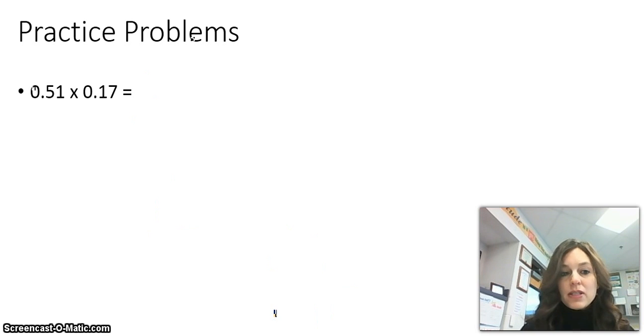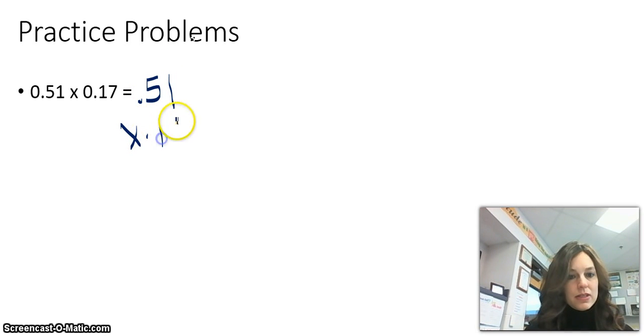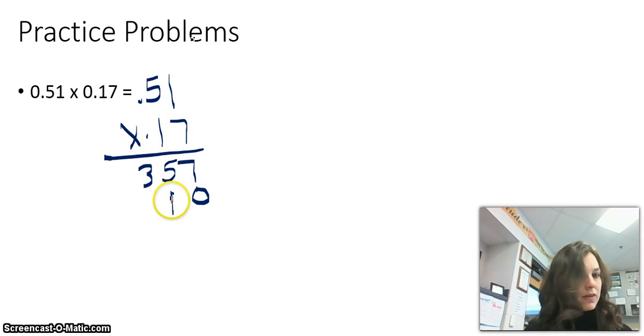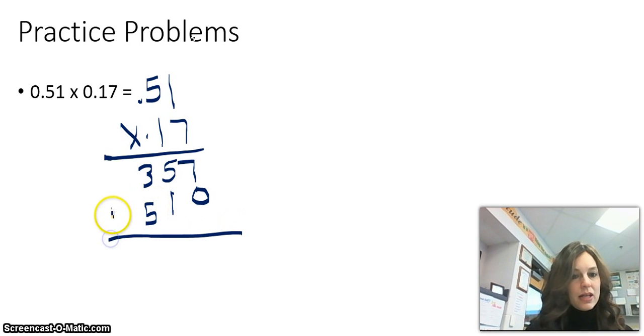All right, now here's some practice problems with a decimal by a decimal. So here I have 51 hundredths times 17 hundredths. 7 times 1 is 7. 7 times 5 is 35. 0 for place value. 1 times 1 is 1. 1 times 5 is 5. We're going to add those together.